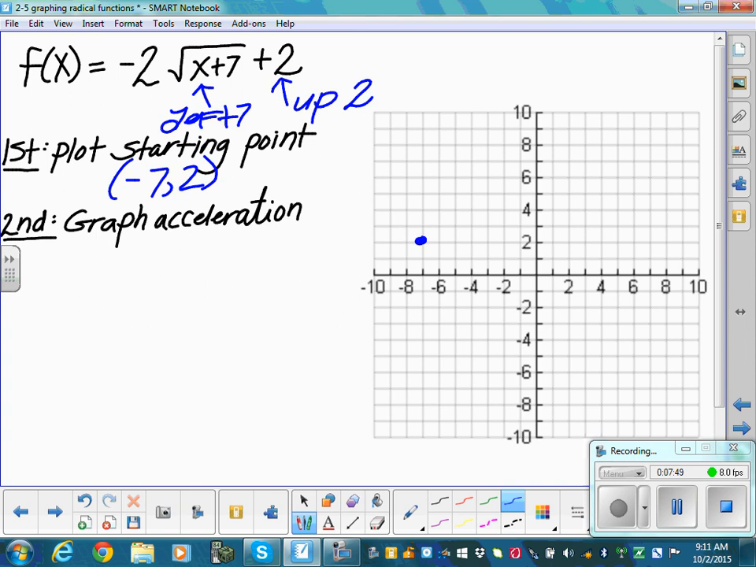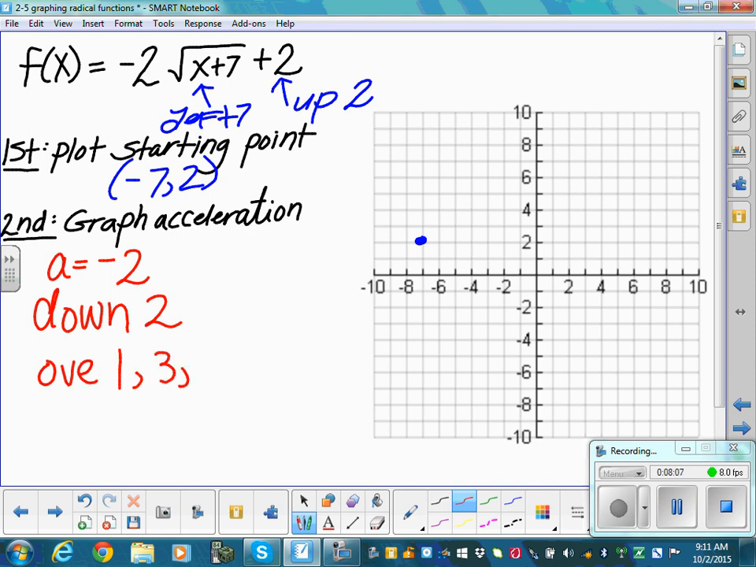There's my starting point. Is this a square root or cube root? Square root. Very good. So we always go up or down our a value. What's our a value in this one? Negative 2. So we're going to go down 2 and then always over 1, 3, 5, and then 7 if it fits. We'll only make you graph what fits. Okay? So here we go.